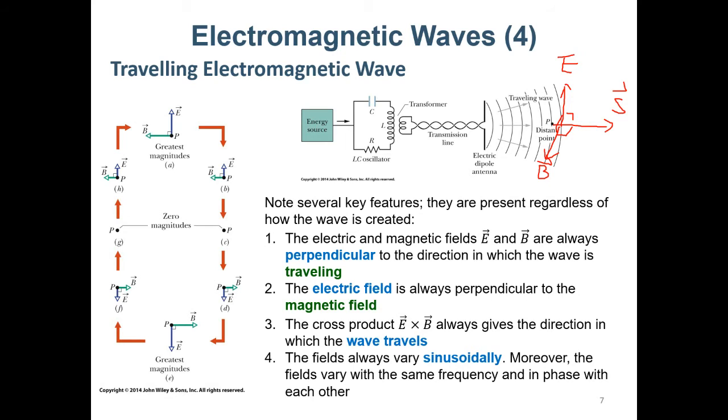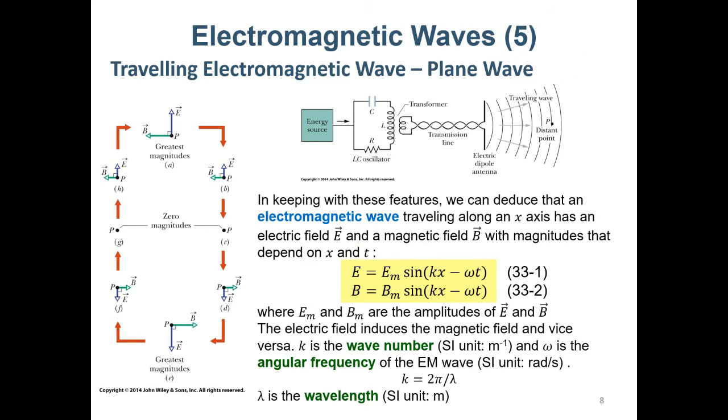The fields always vary sinusoidally. Moreover, the fields vary with the same frequency and in phase with each other. So keeping these features, we can deduce that an electromagnetic wave traveling along the x-axis has an electric field E and a magnetic field B that depend on x and t.